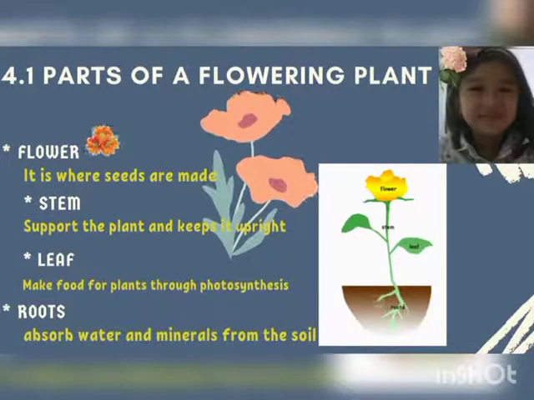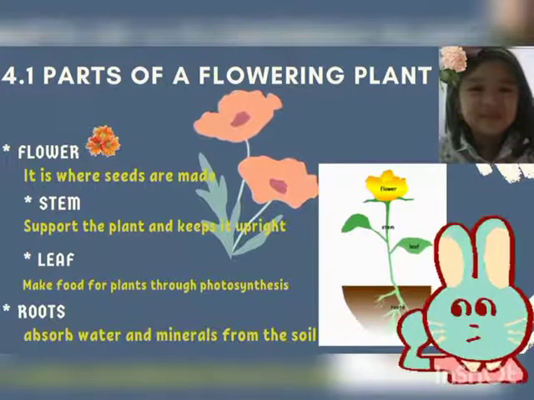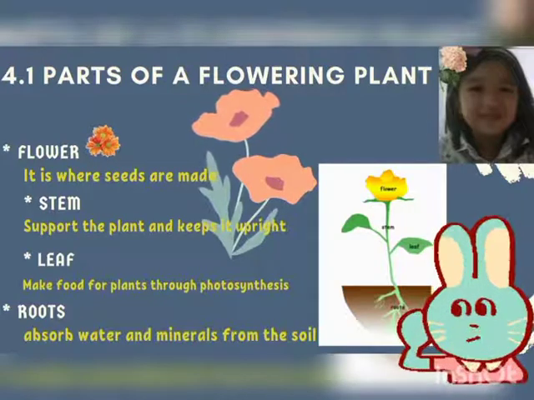First one, the flower. It is where seeds are made. The second one, we have the stem. The function of the stem is to support the plant and keep it upright.